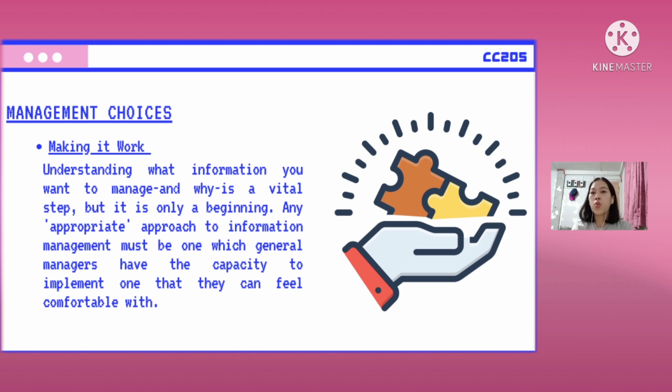Understanding what information you want to manage and why is a vital first step, but it is only a beginning. Any appropriate approach to information management must be one which general managers have the capacity to implement, one that they can feel comfortable with. There is no right or wrong answer, simply the best mixing of possible processes to achieve what will work for the organization.